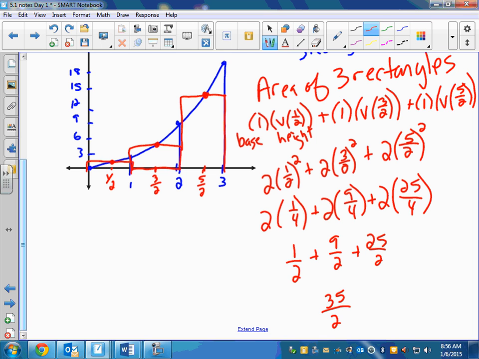Is 17 and a half the exact area of this? No, but it's a decent estimate. If I made more rectangles, do you think it would be a more accurate estimate? Which is why RAM, using the program in our calculator, is great because we can plug in really big numbers for how many rectangles we want to do. And then that kind of leads us into, well, how could I find the exact area? And that's the calculus part that we're not getting to yet.